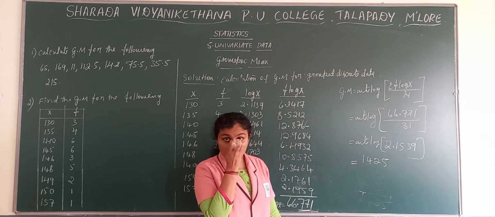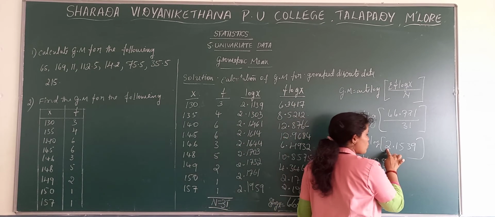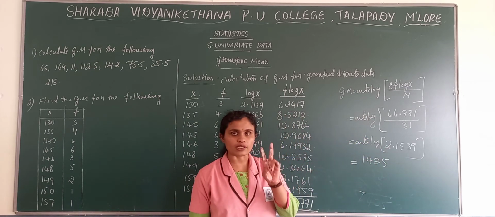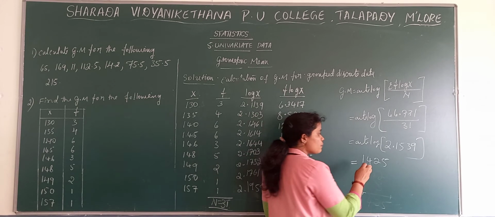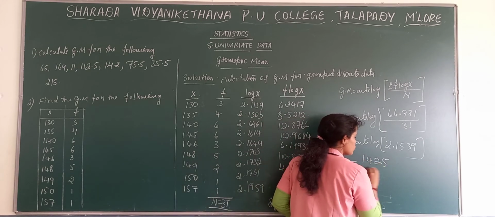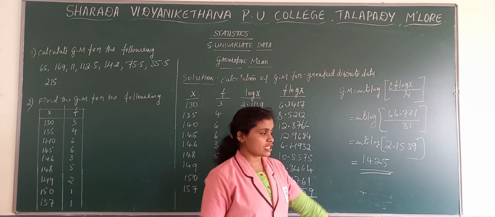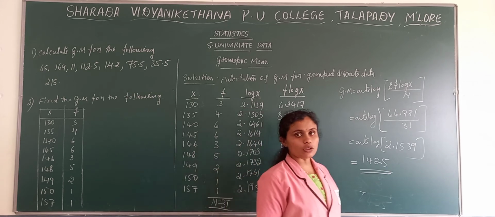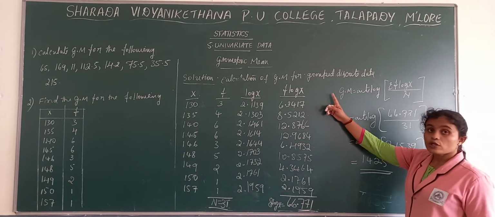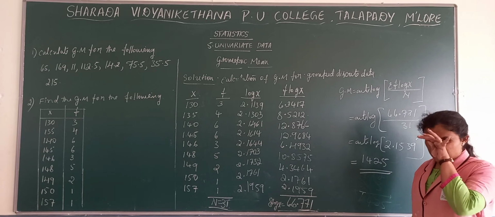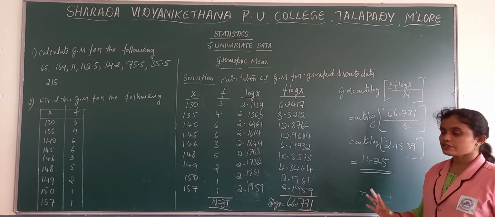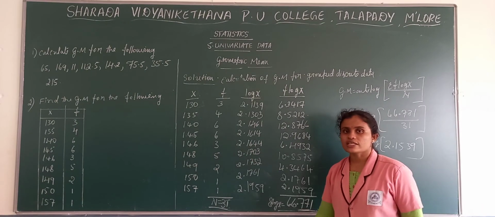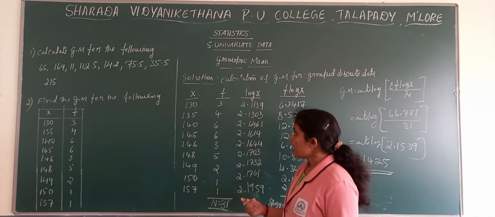Now before decimal, what is the digit? 2. Add 1, it will become 3. So after 3 you have to put the decimal point. So this is about which kind of problem? Grouped discrete data. Your calculation procedure, everything is easy. Just you need to understand how to take the log and antilog.